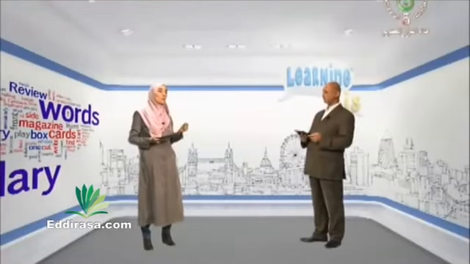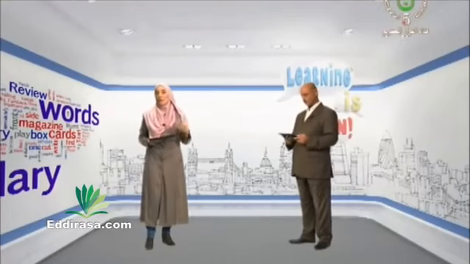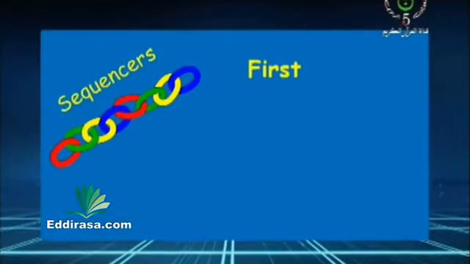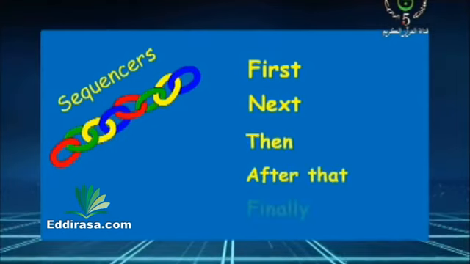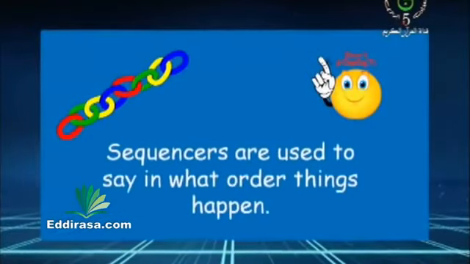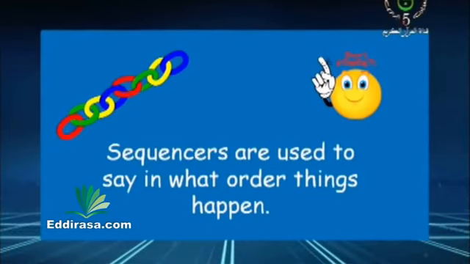Exactly. Well, now I think that we revised the imperative form, which is very, very important when writing a recipe. We will move to the sequencers. Those little words that are very important, not just in recipes, but even in organizing your writing. So the sequencers are first, next, then, after that, and finally. All right? And remember that sequencers are used to say in what order things happen.